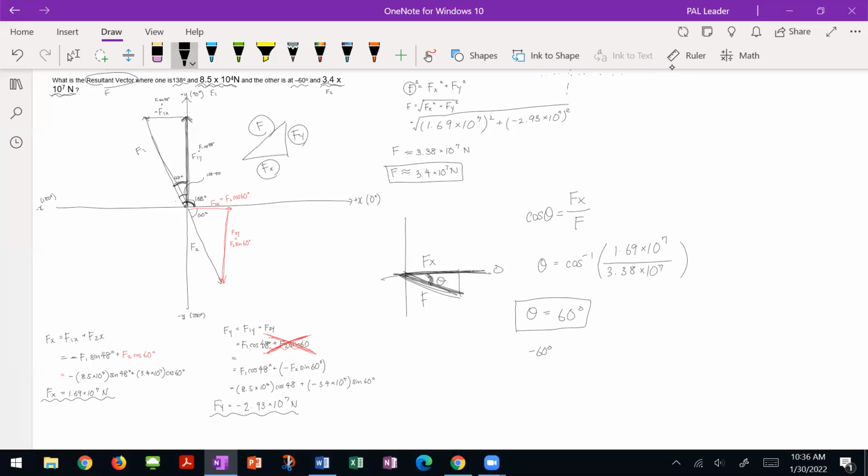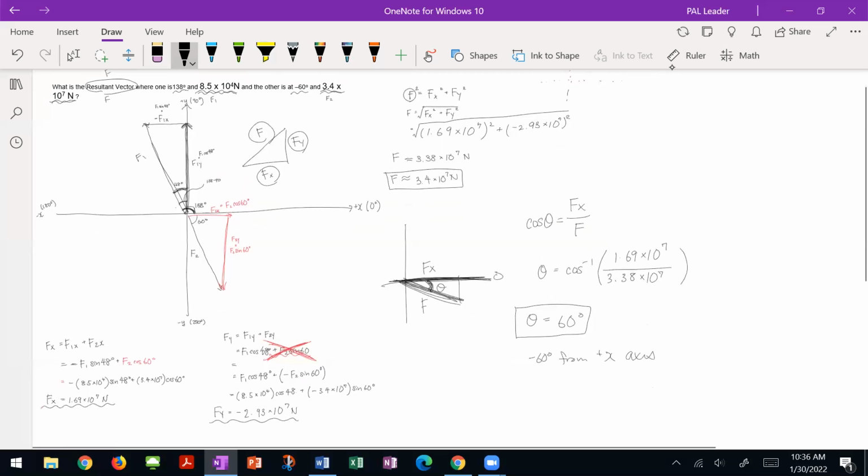Okay, negative 60 from the positive x-axis. It's going from here down 60 degrees. Yeah. Okay.